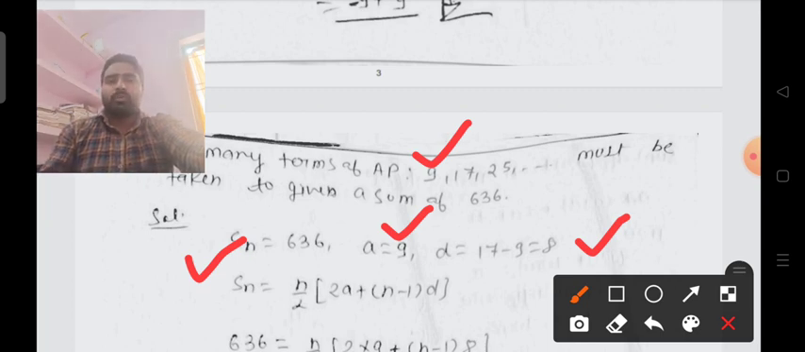Now we are assuming what the three terms in the AP are: a minus d, a, a plus d. What are the four terms in the AP? A minus 3d, a minus d, a plus d, a plus 3d. This will be another thing.